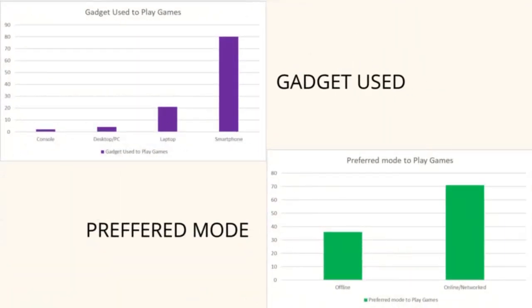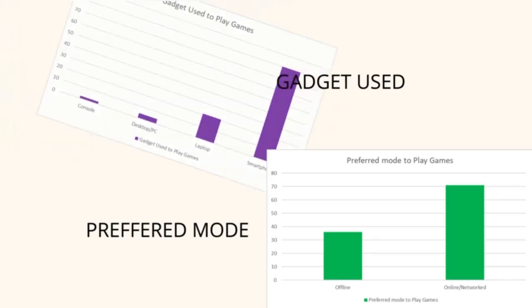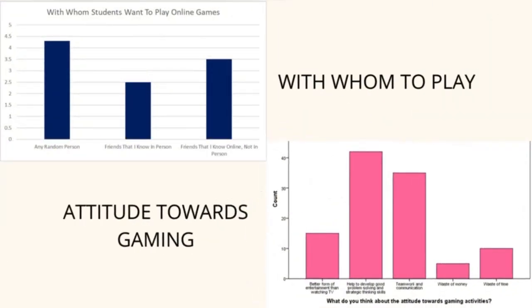This is the histogram of the gadget used by the students, which is smartphone, and their preferred mode to play games is online or network. This is the histogram of with whom they want to play. They choose to play with any random person. And their attitude towards gaming is that it helps develop good problem solving and strategic thinking skills.